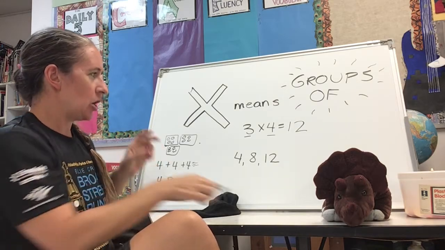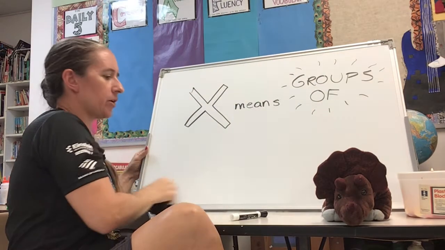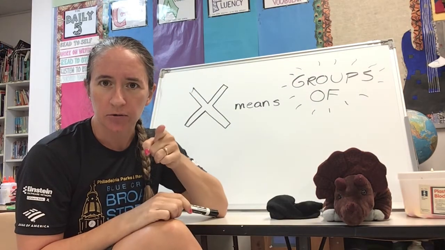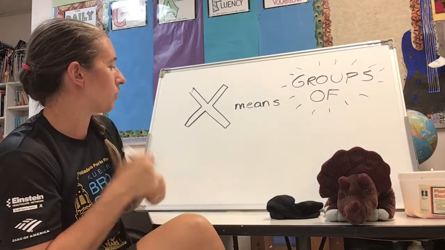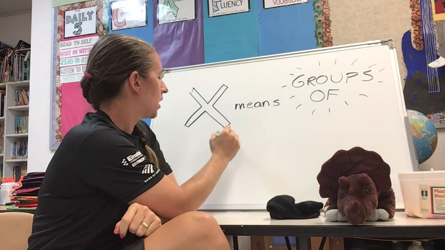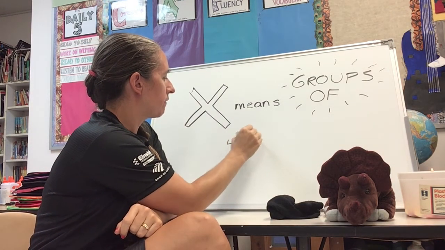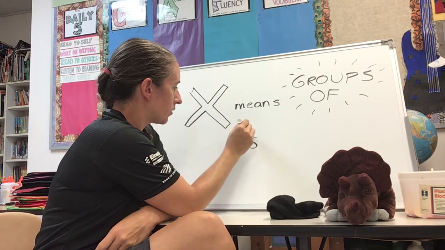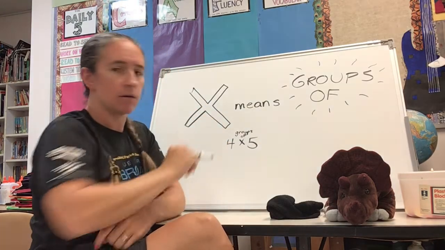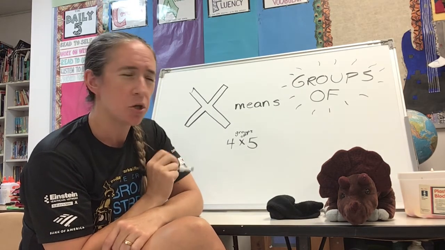Now, I'm going to try one more, and I'm going to write the multiplication sentence. When I write it, I want you to pause the video. Pause the video! And I want you to pick one of the ways to solve it, okay? So we're going to try 4 times 5. That means 4 groups of 5.